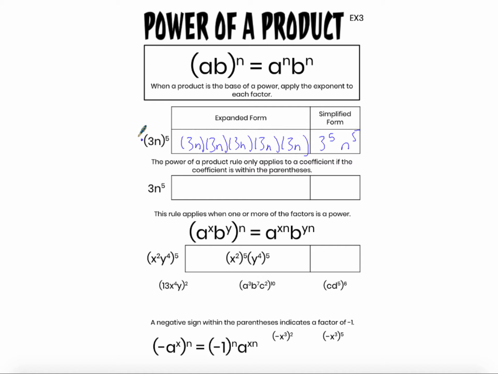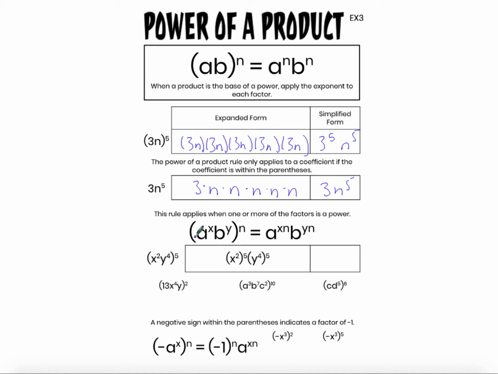It's really important that you understand the difference between this case, where the coefficient is in parentheses, so 3 is being raised to the fifth power, and here where the coefficient is not within parentheses. This means we just have 1 3 times n to the fifth, so times n times n times n times n times n. 3n to the fifth, no parentheses, only has 1 3. It is not 3 to the fifth power.